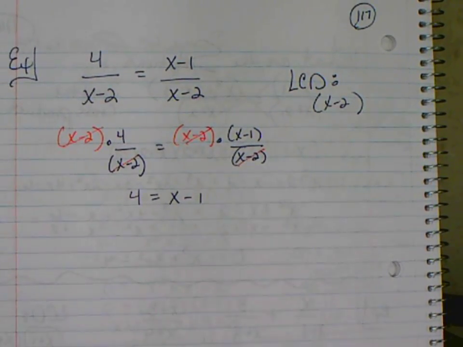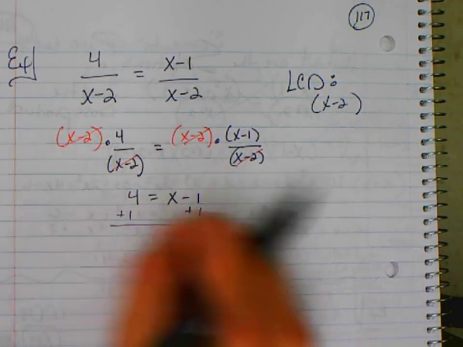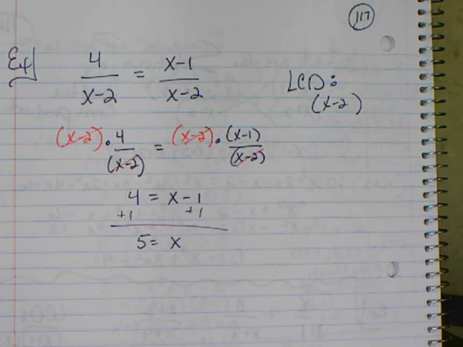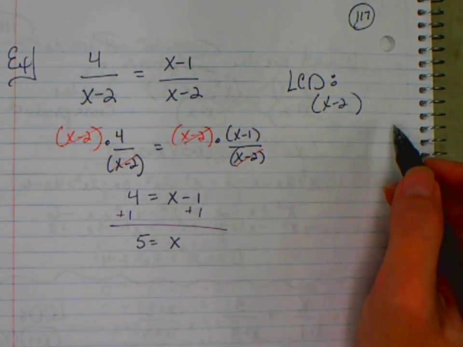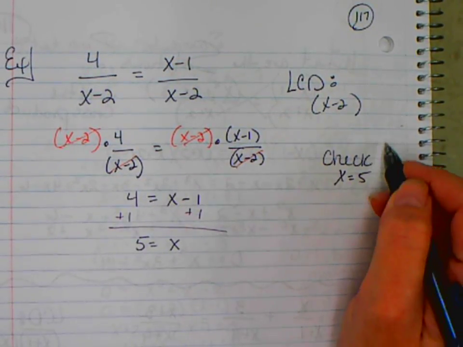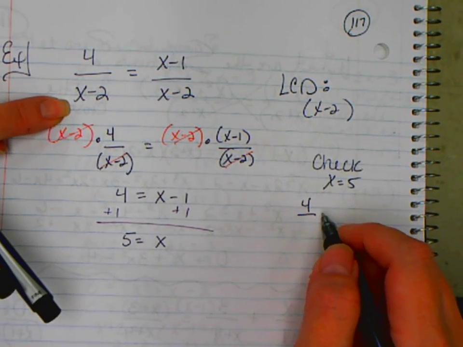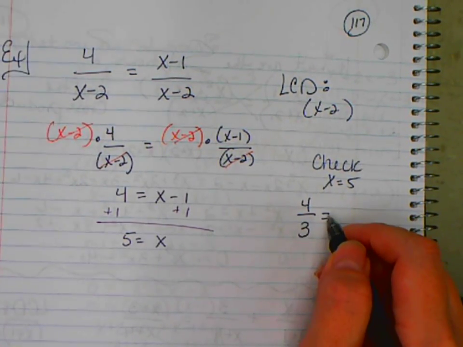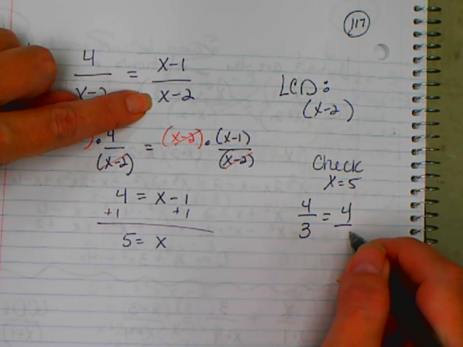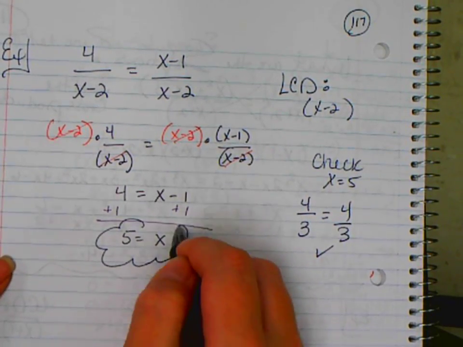So we will just add 1 to both sides. And according to our answer, x equals 5. And check it over here on the side. So if I have 4 over 5 minus 2 is 3 equals, what's 5 minus 1 over 5 minus 2? 3. True statement, right? Yeah. So our solution's x equals 5.